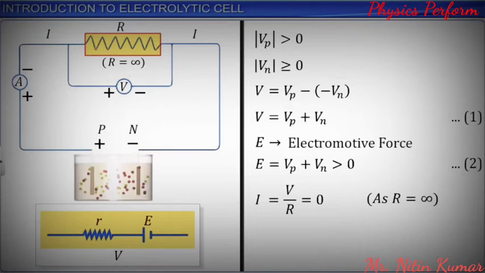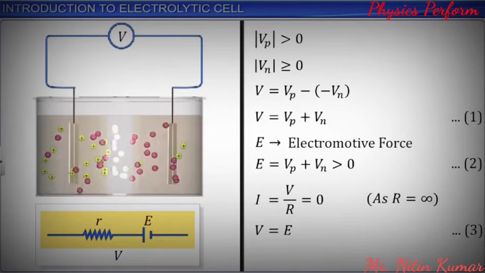Here, V is the potential difference between P and N measured across the resistor. From equations 1 and 2, V, the potential difference between P and N measured across the electrolyte, is written as V is equal to E. Let this be equation 3.